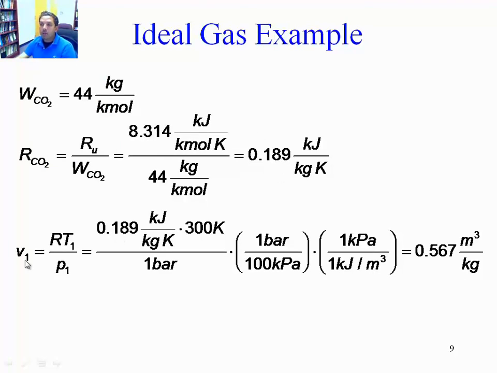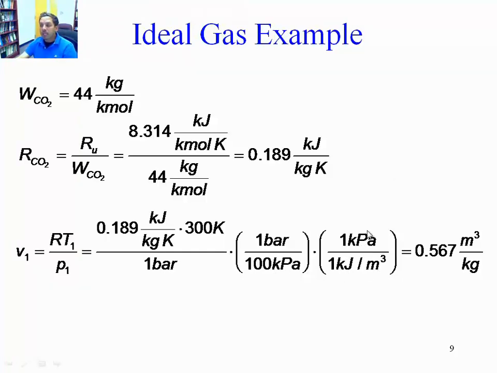knowing that R is equal to 0.189. Now that we know R, the specific volume v1, according to the equation of state, is RT1 divided by P. That comes directly from PV equals RT. Now that is 0.189 kilojoules over kilogram Kelvin times 300 Kelvin divided by 1 bar. But we need to convert that pressure to be consistent with the rest of the units here. 1 bar is equal to 100 kilopascals. And 1 kilopascal is 1 kilojoule divided by meter cube. Remember that a kilopascal is a kilonewton over a meter square, and a kilojoule is a kilonewton times a meter. So a kilopascal is the same thing as 1 kilojoule over meter cube.